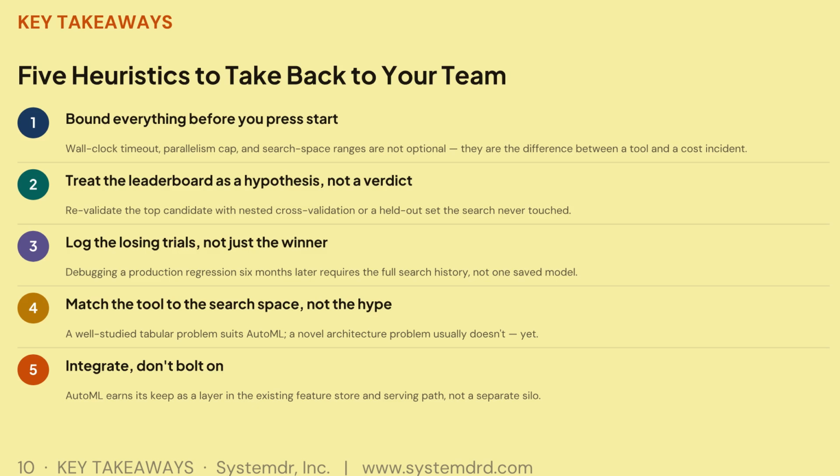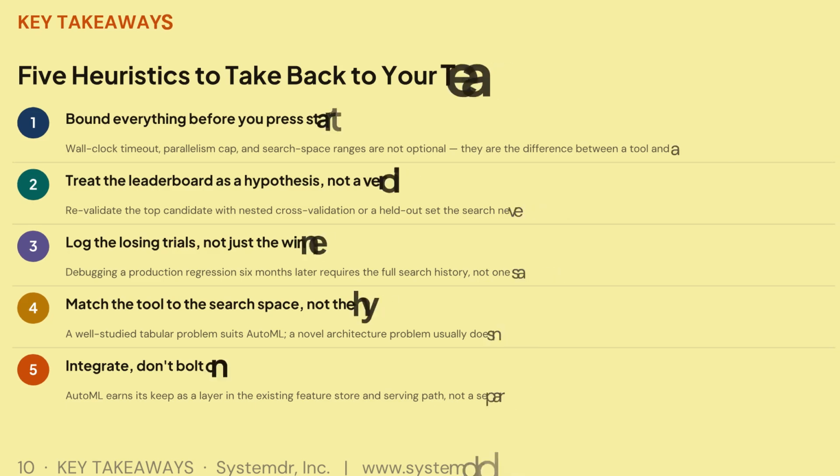4. Match the tool to the search space, not the hype. A well-studied tabular problem is a great fit for AutoML. A genuinely novel architecture problem usually isn't, at least not yet. 5. Integrate, don't bolt on. AutoML earns its keep as a layer in your existing feature store and serving path, not as a separate silo your team has to maintain on the side.